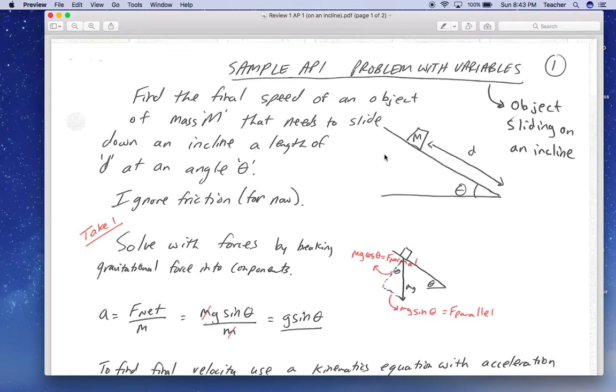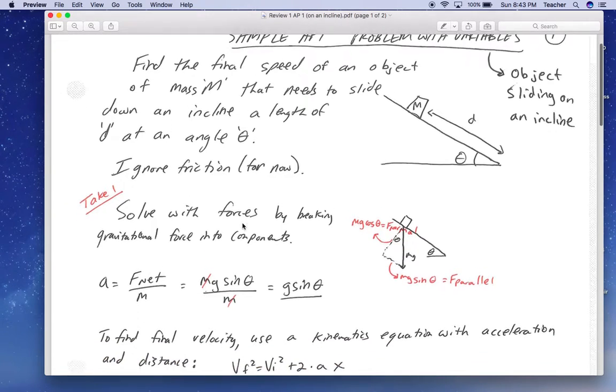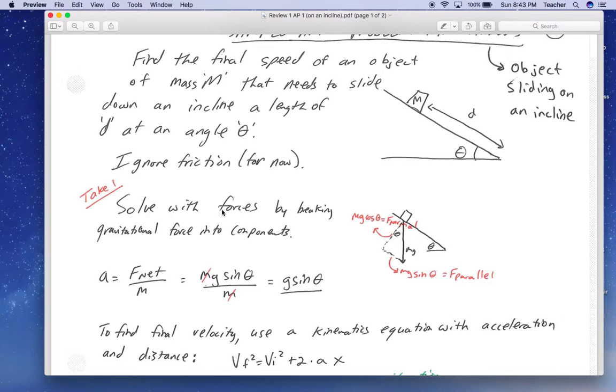So for right now, we're going to ignore friction. We've got a box of mass m sliding down a hill. Again, the hill's at angle theta, and the box is going down distance d. So in terms of forces, we want to think about this by breaking gravitational forces into components.